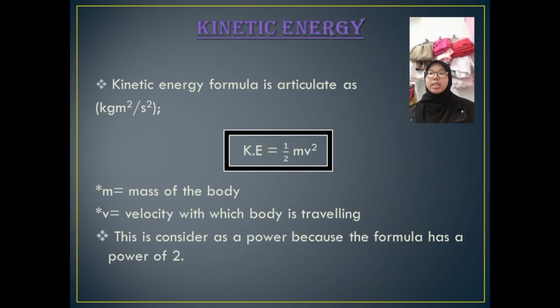The next example is kinetic energy. The kinetic energy unit is expressed as kg m squared over s squared. The formula is KE equals 1 over 2 mv squared, where m equals the mass of the body and v equals the velocity with which the body is traveling. This is considered as power because the formula has a power of 2, as we can see, 1 over 2 mv squared.